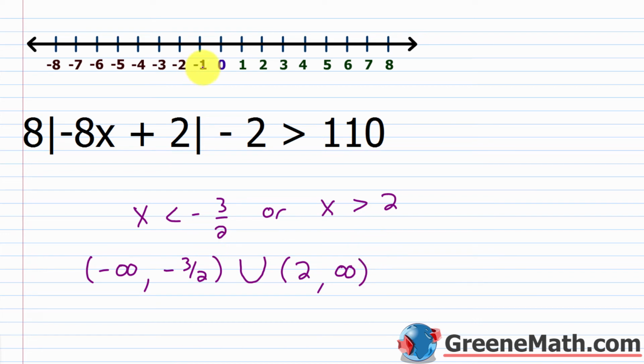Graphically, I don't have a negative 3 halves, but negative 3 halves is negative 1.5. So it's between negative 1 and negative 2. So let's just say it's right there. This is negative 3 halves. It would be anything less than that. So I would put a parenthesis facing left, shade everything to the left, and then anything larger than 2. So put a parenthesis at 2, and we'll shade everything to the right. So again, x can take on any value that is less than negative 3 halves, or it can also take on any value that is larger than 2.